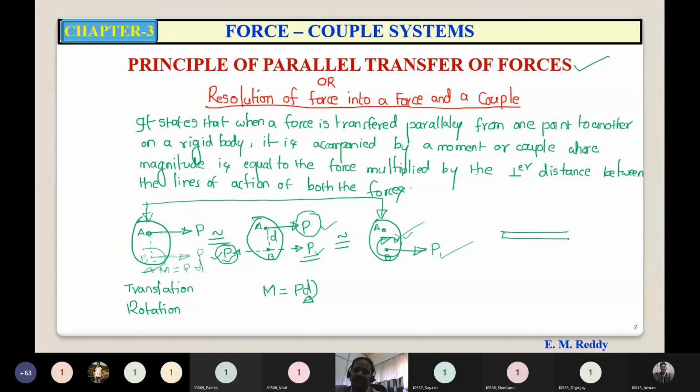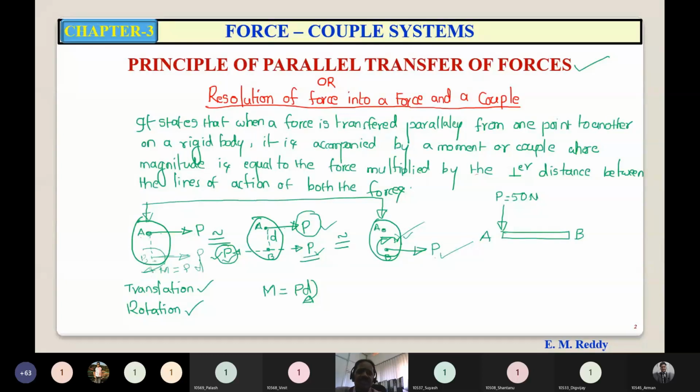Let us consider a body, say rod AB. A force of 50 Newton is acting at A. So this force will have some effect on the body, which is the translation as well as rotation. See here, when a force P is applied at A, it is having the effect of translation and rotation.